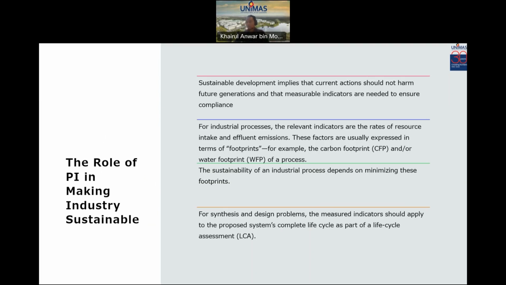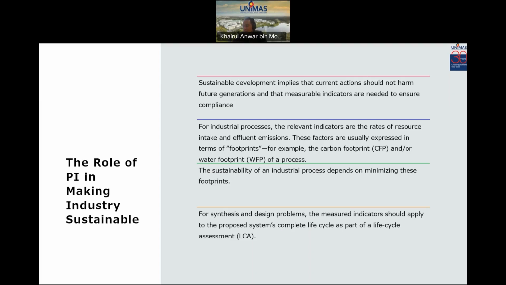The role of process integration in making industry sustainable. Sustainable development implies that current action should not harm future generations and that measurable indicators are needed to ensure compliance. For industrial processes, the relevant indicators are the rate of resource intake and effluent emission. These factors are usually expressed in terms of footprints, for example, the carbon footprint or the water footprint. And the sustainability of an industrial process depends on minimizing this footprint.